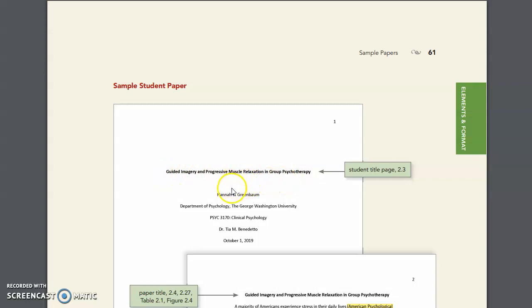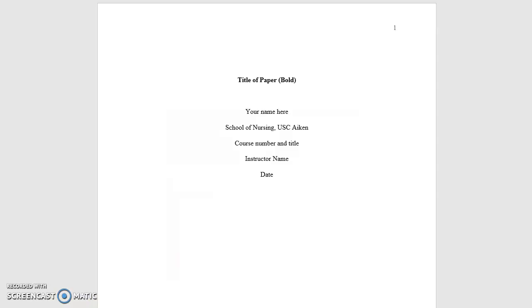Then you'll have a space or so, you'll include your name, then you'll include your department, the name of the University of South Carolina Aiken, the name of the class, the name of your professor, and the date that you are submitting the assignment. So here's an example of what your paper might look like. The name of the paper, your name, School of Nursing, USC Aiken, the course number of title, the instructor name, and the date, with only the page number in the upper right-hand corner.